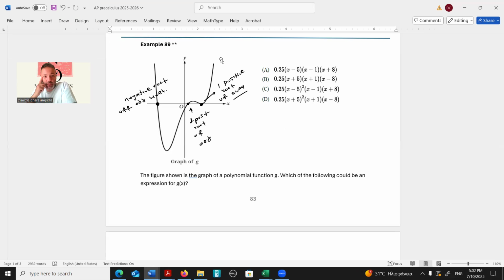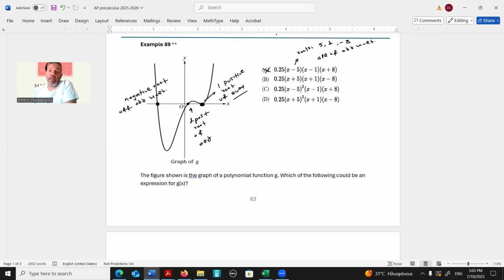Keep in mind, however, that we can only see the real roots on a graph. The imaginary, the complex roots do not show up as anything. Let's now go to the suggested answers. A suggests that we have the roots 5, 1, and negative 8, but all of them of odd multiplicity. Therefore, we should reject it. We know that this should be an even multiplicity simply because the graph bounces back.